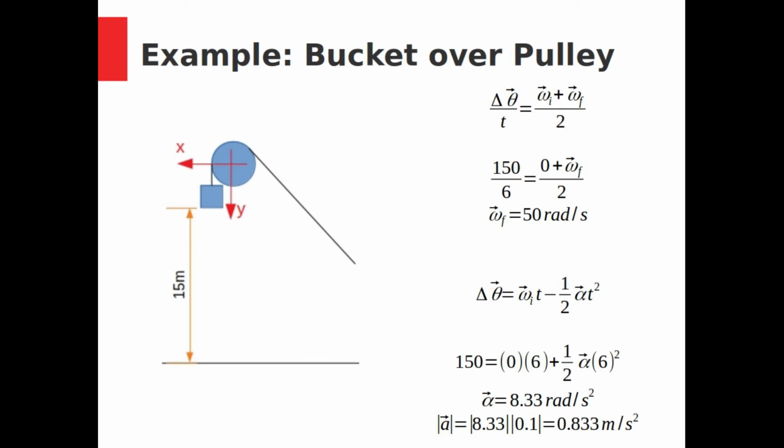Next, to solve for the angular acceleration of the wheel. Equation 2 will solve it for us. We get an angular acceleration of 8.33 radians per second squared. The linear acceleration of the rim of the wheel is equal to the linear acceleration of the bucket. Solving, we get a linear acceleration of 0.833 meters per second squared.